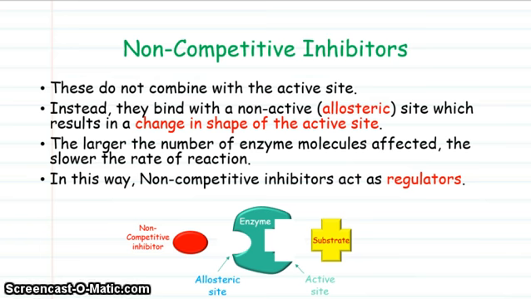Non-competitive inhibitors, they work in a different way. They don't compete with the substrate for the active site. They bind to another part of the enzyme called the allosteric site. And in this way, non-competitive inhibitors can act as regulators. So here's your inhibitor, binds to the allosteric site, and that alters the shape of the active sites of the enzyme, so it no longer is complementary with the substrate. So now it can help to control the rate of enzyme reactions.